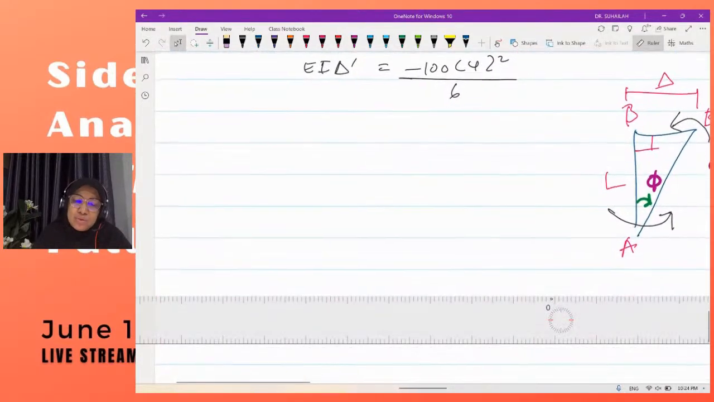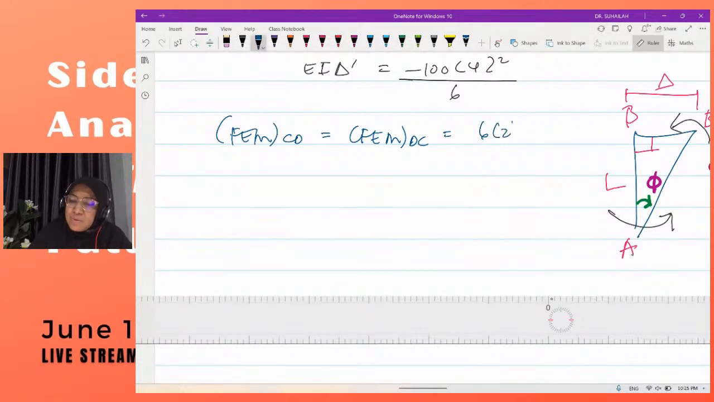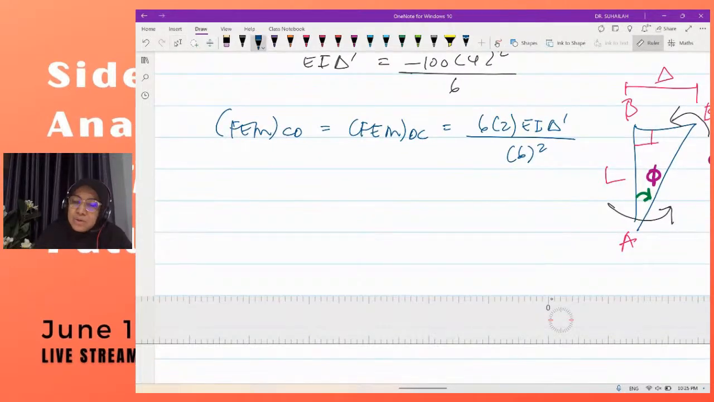So what should we do? We have to apply the formula. So FEM for member CD, which is equal to FEM for DC. Okay, then the formula is 6 EI delta prime over L squared, 6 times 2 EI delta prime over 6 squared.